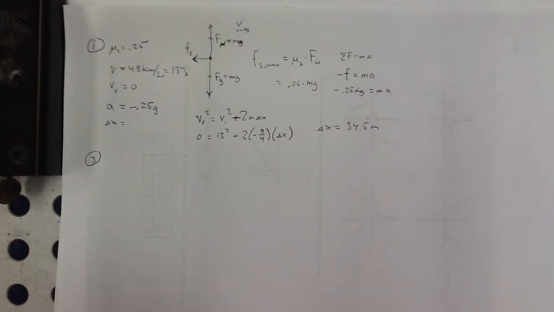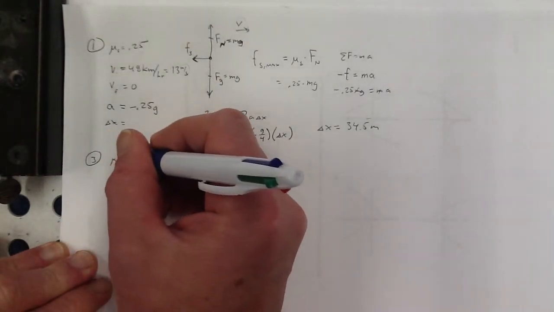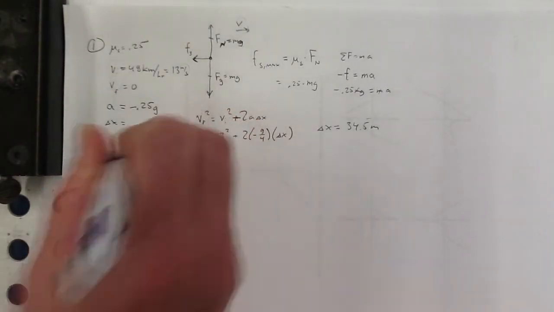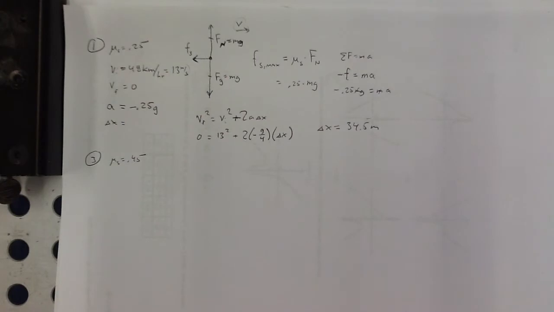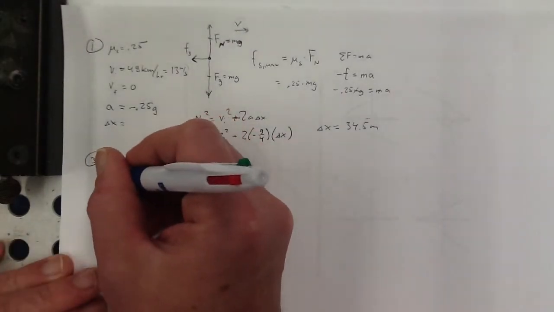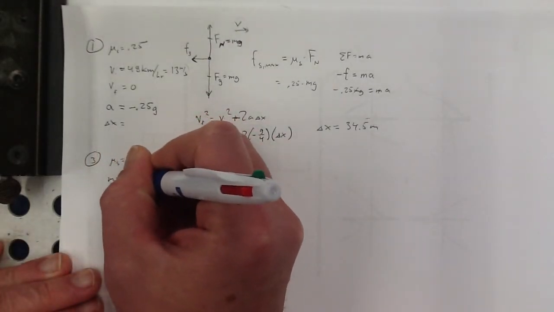All right, great. Number 3. Bedroom bureau with a mass of 45 kilograms, including drawers and clothing, rests on the floor. The coefficient of static friction is 0.45. What is the magnitude of the minimum horizontal force that a person must apply to start the bureau moving? The mass of this thing was 45 kilograms, fully loaded.